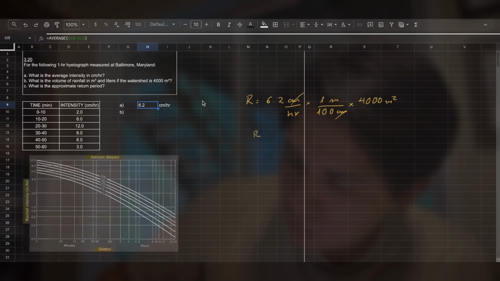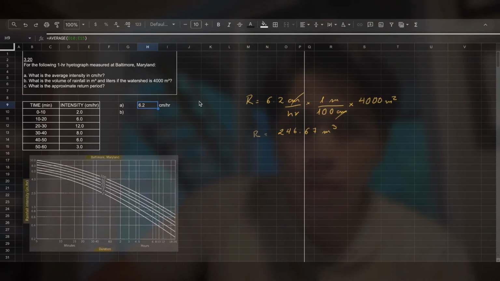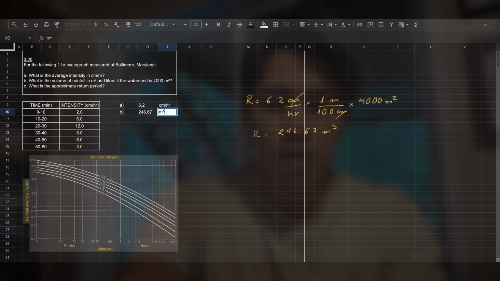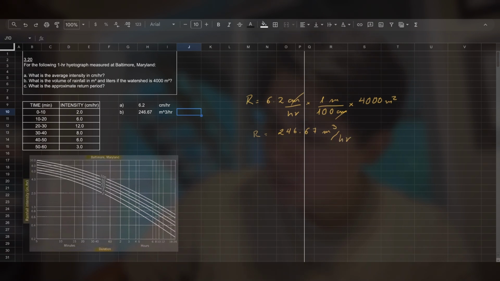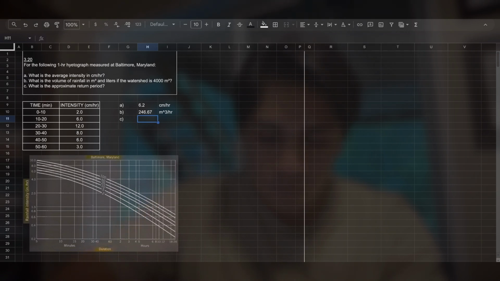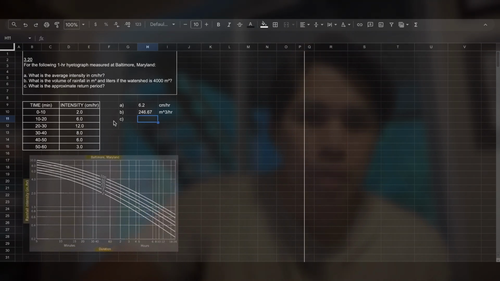So we're going to have a runoff of about 246.67 cubic meters per hour. And that's the answer for part B. So part B will be 246.67 cubic meters per hour. And now part C is asking us for what is the approximate return period.